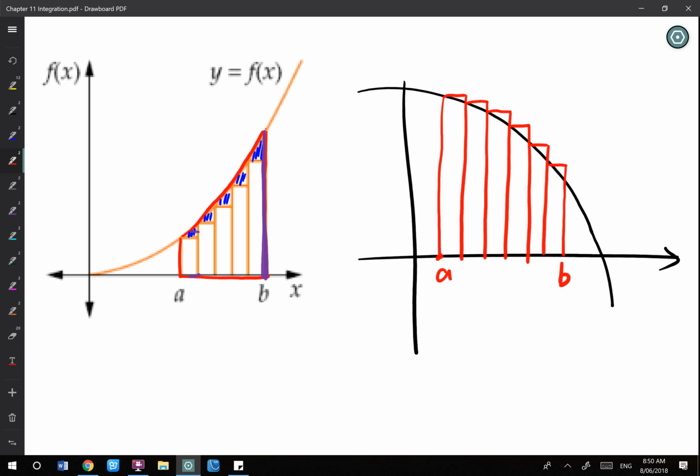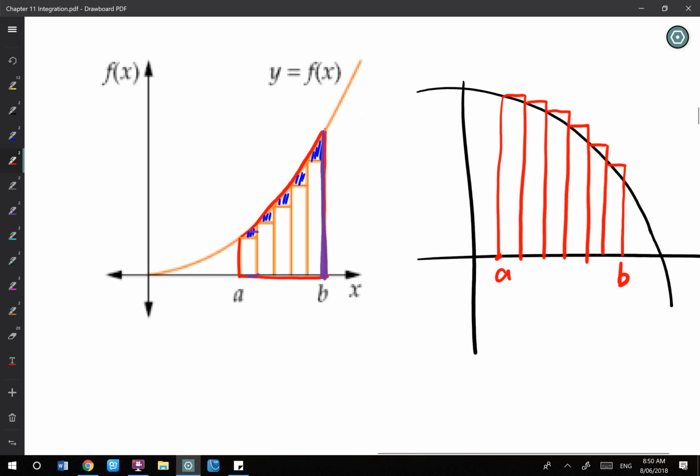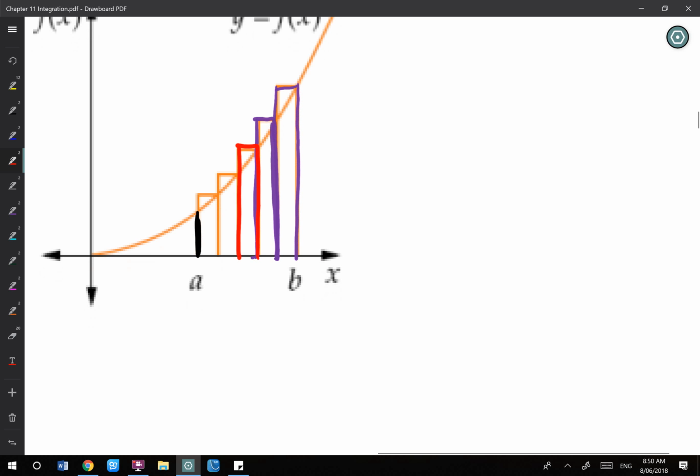Decreasing function, increasing function. It depends on whether it's a decreasing or increasing function. If it's decreasing, then you use the left-hand side point, that's a larger height compared to the actual height. But if it's an increasing function, use the left-hand side, it's all below the actual height. So it's underestimate.